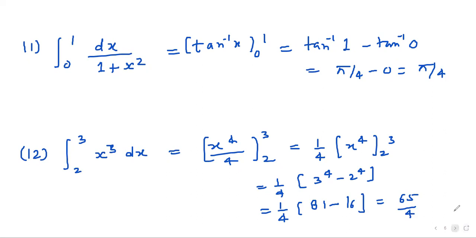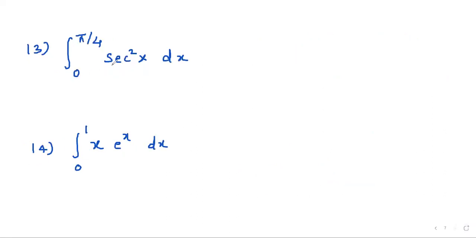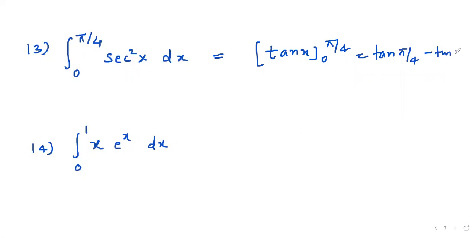Now, let's see the next question. Question number 13. 0 to pi by 4, sec square x dx. And if you remember, integration of sec square x dx gives tan x. So it will become tan x, limits 0 to pi by 4. So tan of pi by 4 minus tan 0. Tan pi by 4 is 1 and tan 0 is 0.